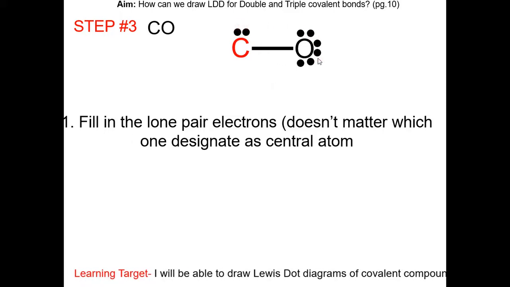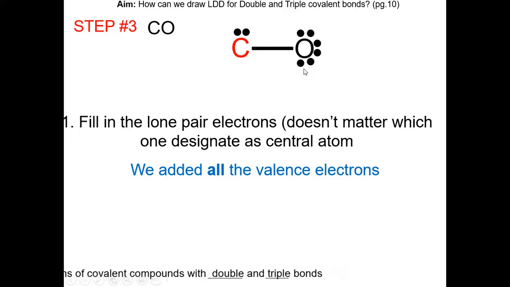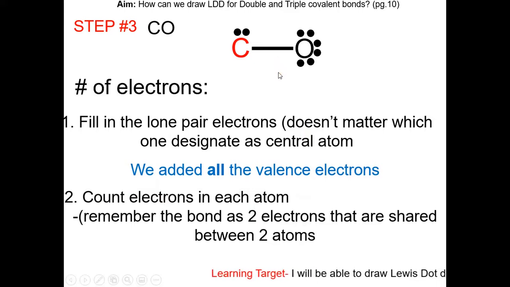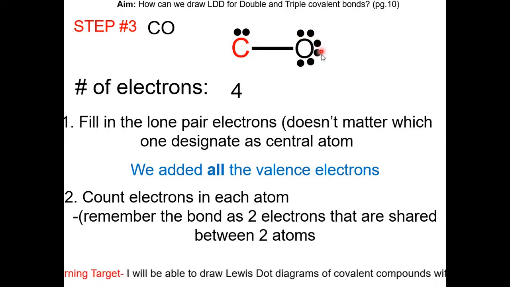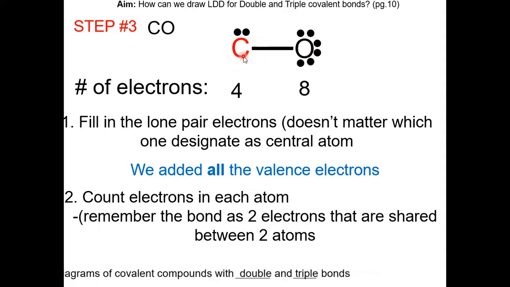Since we just added 8 electrons, we added all the valence electrons. In the beginning, we have 10, so let's double check that. 1, 2, 3, 4, 5, 6, 7, 8, 9, 10. So we cannot add any more electrons. Let's count to see if each atom has fulfilled the octet rule. The carbon has 1, 2, and is sharing 2, so that's 4. This oxygen has 1, 2, 3, 4, 5, 6, and is sharing 2, so that's 8. So since the carbon does not have a full octet, the oxygen is going to keep sharing until the carbon has 8.